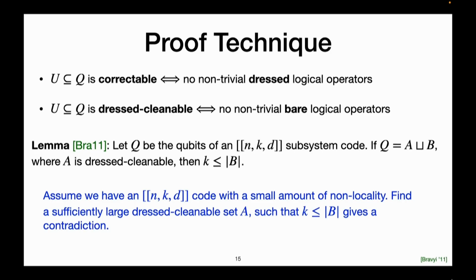I want to comment here that the only difference between this and stabilizer codes is that for stabilizer codes you have an ABC lemma, where you can partition your qubits into three sets A, B, and C, and then if A and B are correctable, then K is less than or equal to the size of C. So you have an extra set to work with, and that is what gives the difference in the bounds between subsystem codes and stabilizer codes.